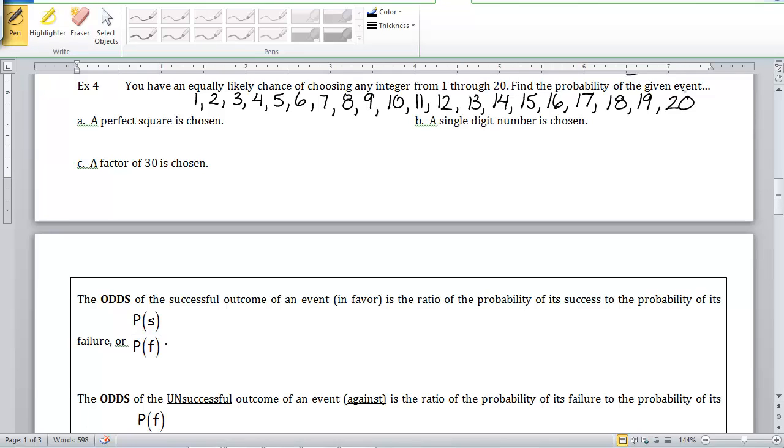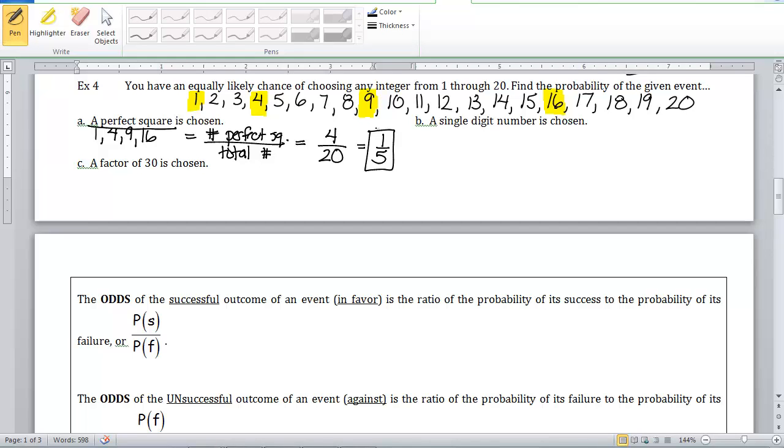So now that we have our list written out, A says I want the probability that a perfect square is chosen. So we have to look at how many perfect squares we have from the numbers 1 through 20. 1 is a perfect square, 4 is a perfect square, 9 is a perfect square, and 16. And so that means I have 4 values that are perfect squares, and I have a total number of, if you count this up, 20. And so 4 over 20 simplifies to 1/5. I have a 1 out of 5 chance of choosing a perfect square of the numbers 1 through 20.